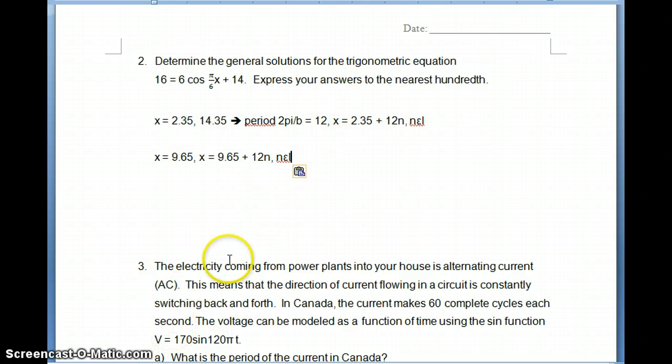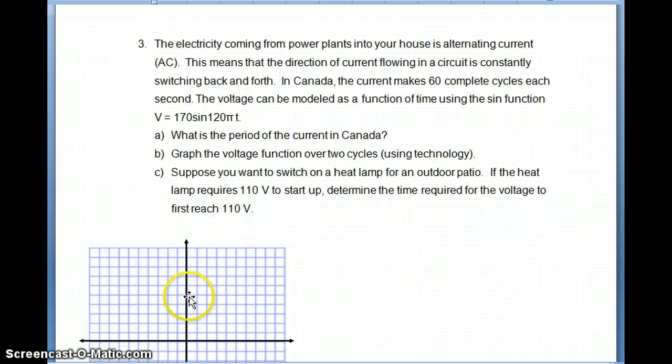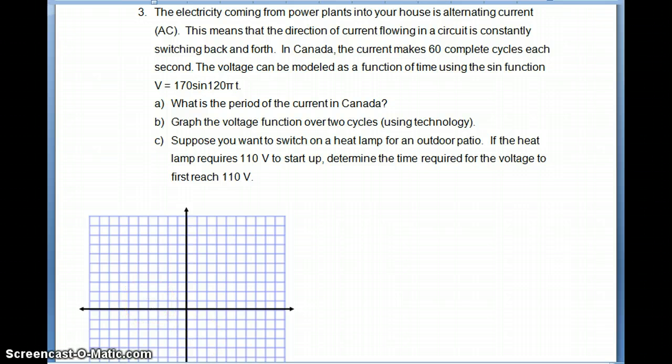Alright, for number 3, we're going to do video number 2 to solve question number 3, because I'm running out of time here. Remember, I'm only allowed 15 minutes, so I'm going to stop here and we'll switch over to video number 2.